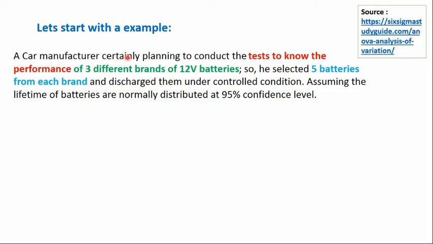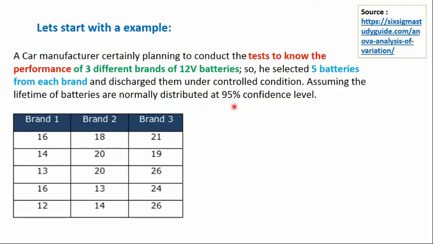A car manufacturer is planning to conduct a test to know the performance of three different brands of 12-volt battery. So he selected 5 batteries from each brand and discharged them under controlled conditions. Assuming the lifetime of batteries is normally distributed, I am taking that assumption here. Friends, I am showing you a manual method, and I am performing this test at 5% significance level, or we can say 95% confidence level.